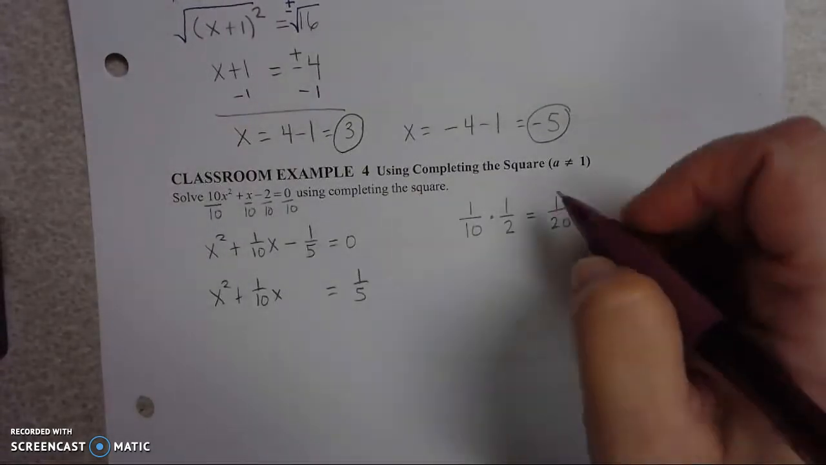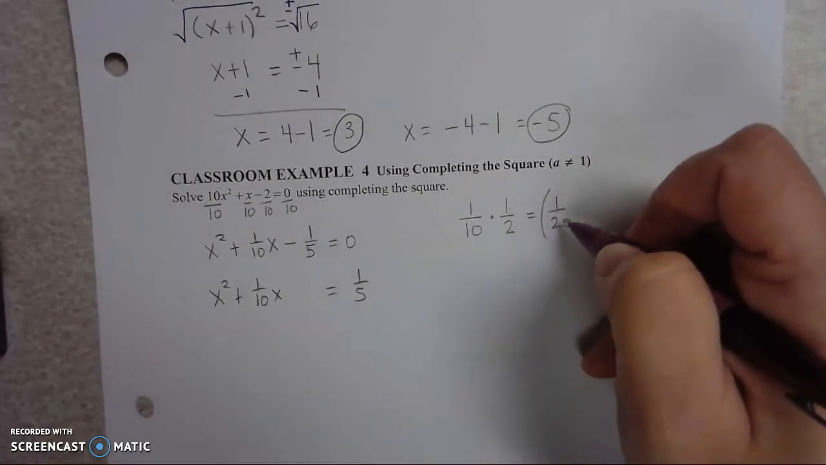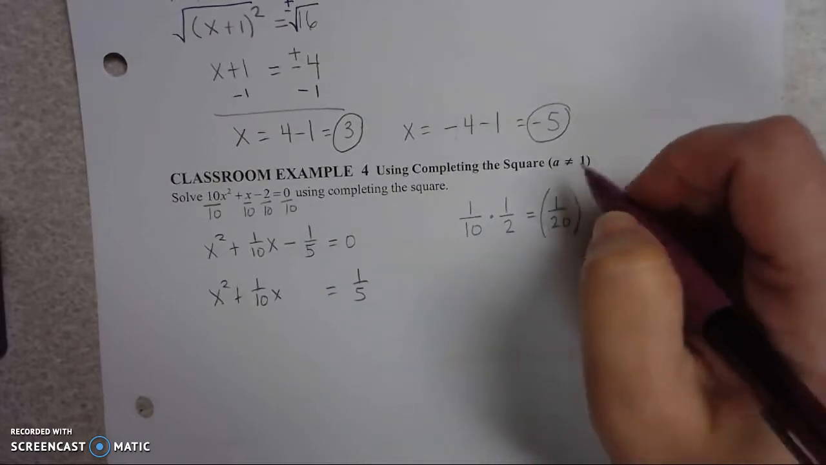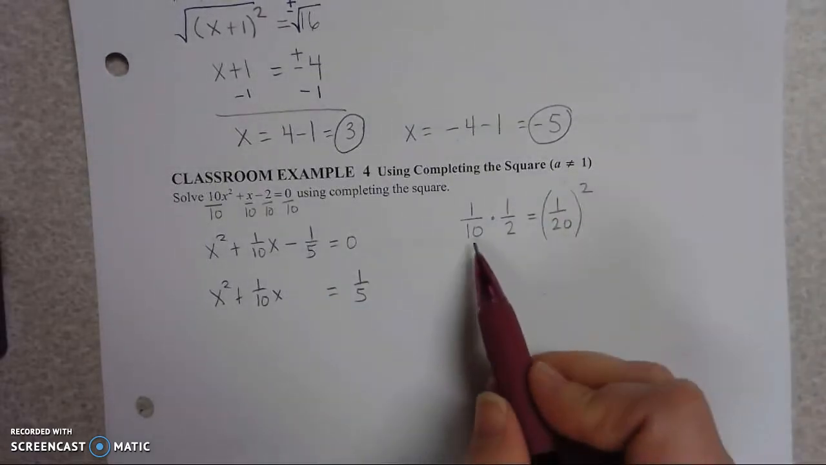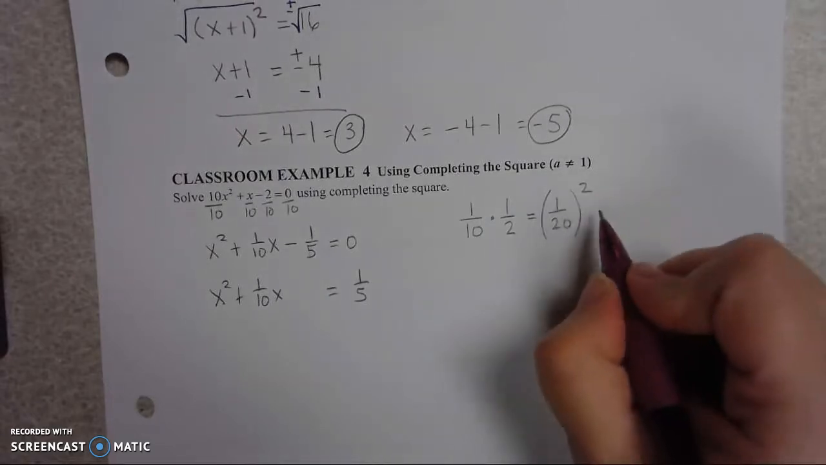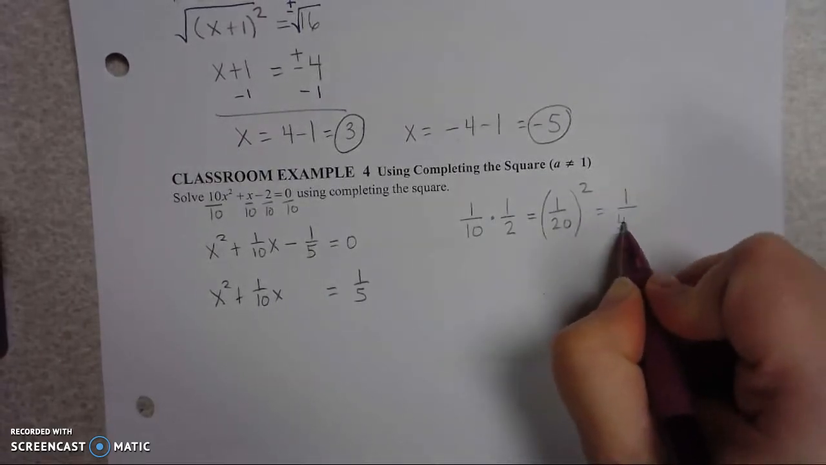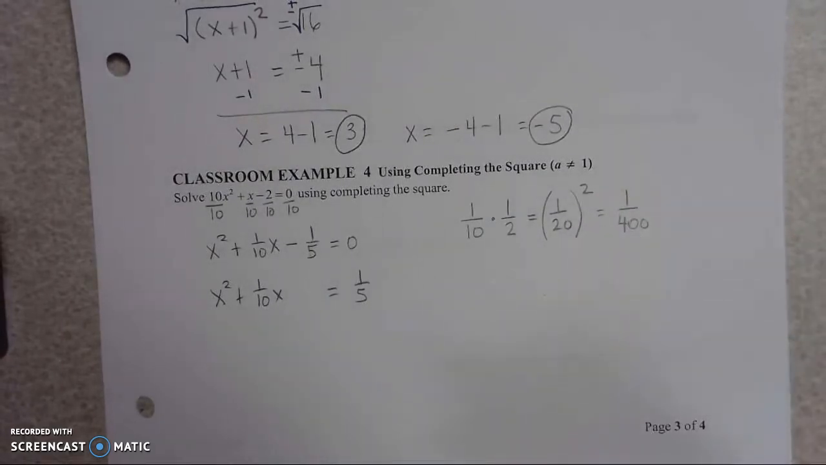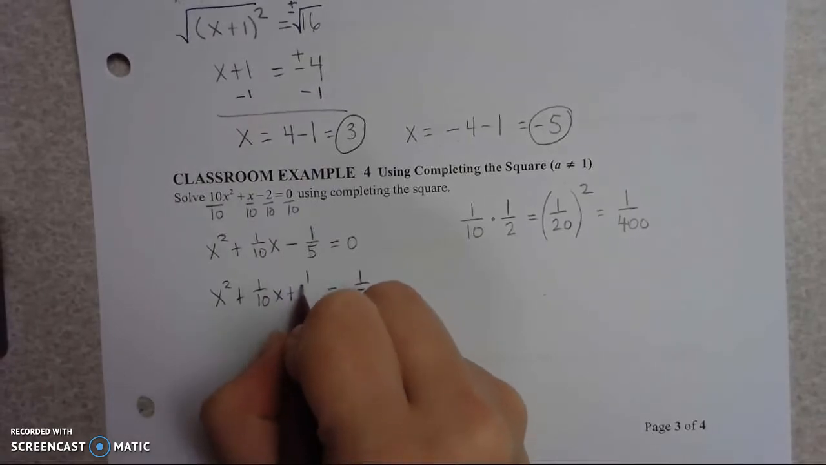Alright, now I'm going to need that 1/20 again, so remember it. Alright, and then we square it. So the b term, half of it, and then we're going to square it. Alright, so that'll give me 1/400, which I'm going to add to both sides.